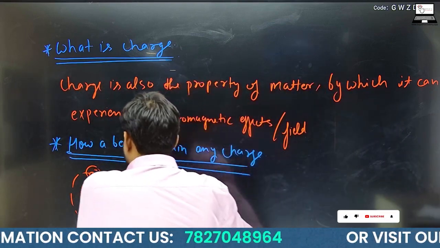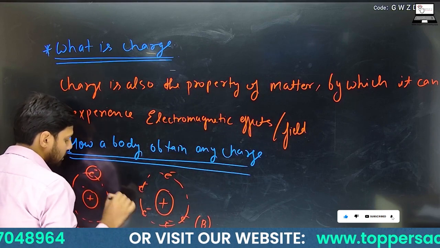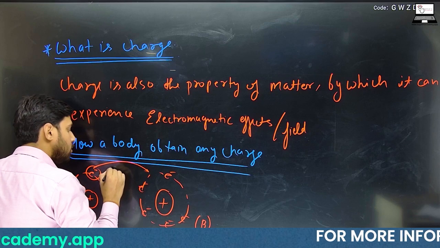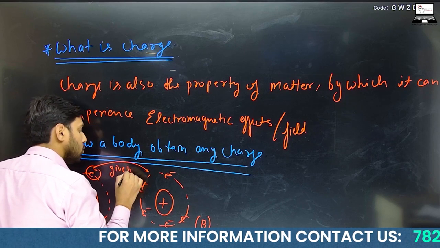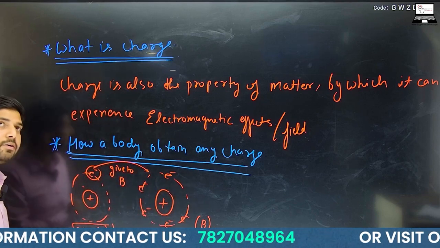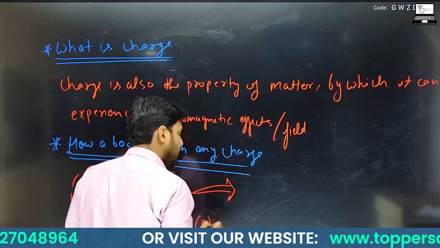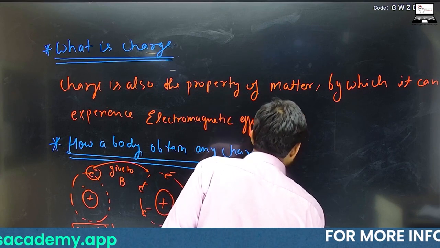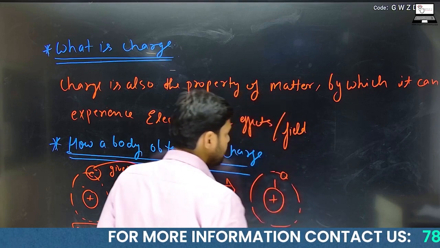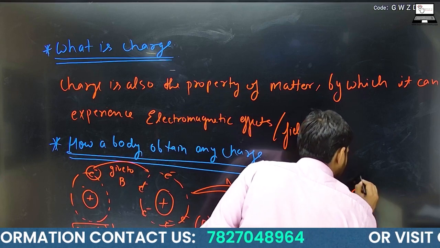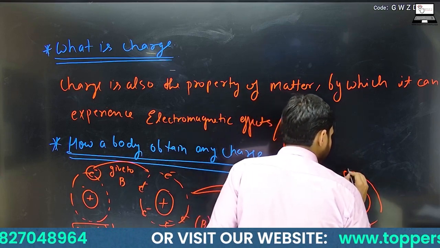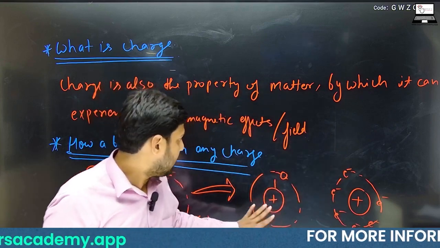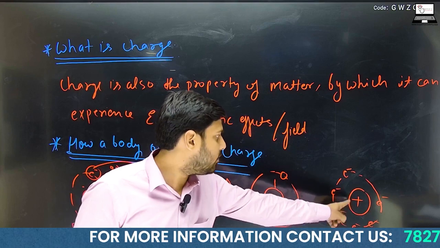So what happens if this atom A gave its outermost electron to body B? In that case, the outermost shell of this atom will have a vacancy and the B atom will have 6 electrons. Clear? This will have no electron and this atom will have 6 electrons in its valence shell.